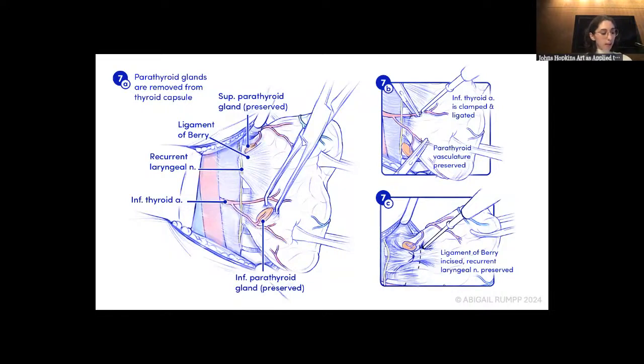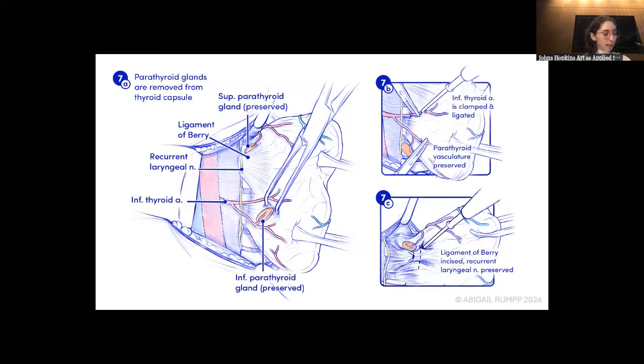The lower parathyroid gland is identified on the thyroid capsule, which will serve as a landmark to identify the directly posterior right recurrent laryngeal nerve. In 7B, the inferior parathyroid gland is dissected away from the thyroid capsule. The tertiary branches of the inferior thyroid artery are then divided with sutures and cautery, preserving the parathyroid's vascular supply.